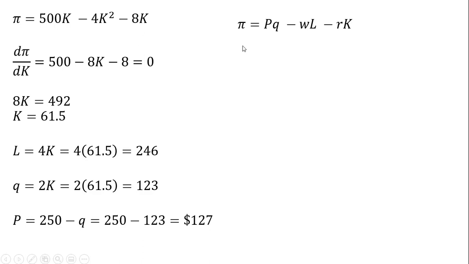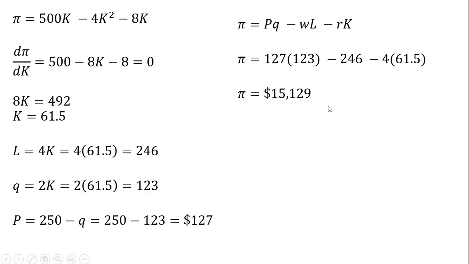To calculate what the firm's total profit is, just total revenue minus total cost, where price is 127, Q is 123, the wage is 1, L is 246, R is 4, so 4 times K, 61.5, gives us that other component. And so just simplifying here, we get a total profit of $15,129.